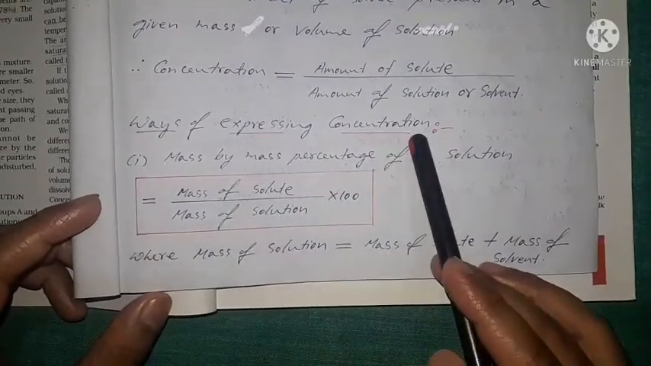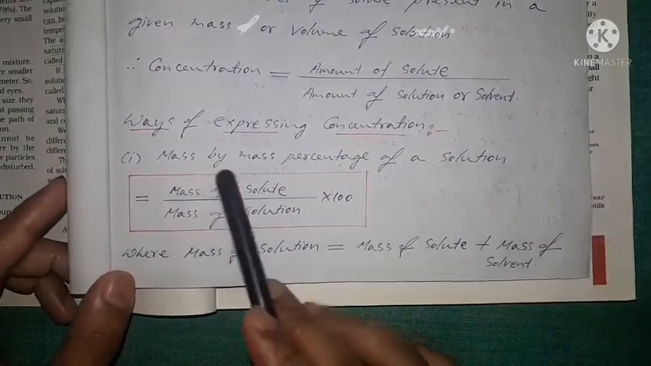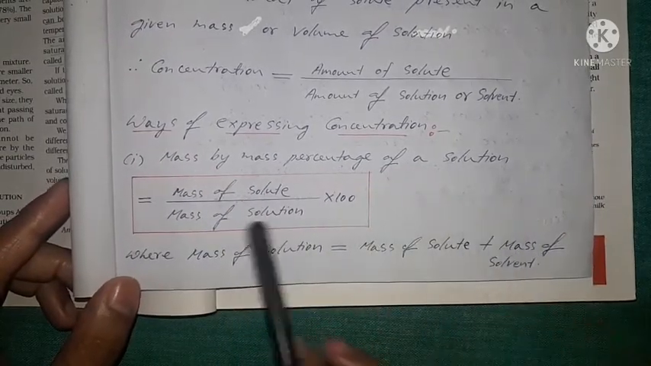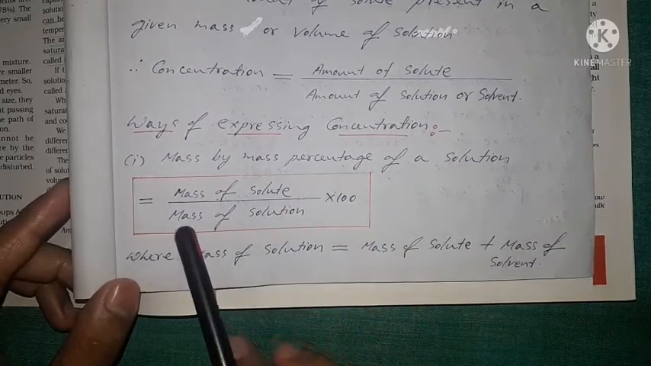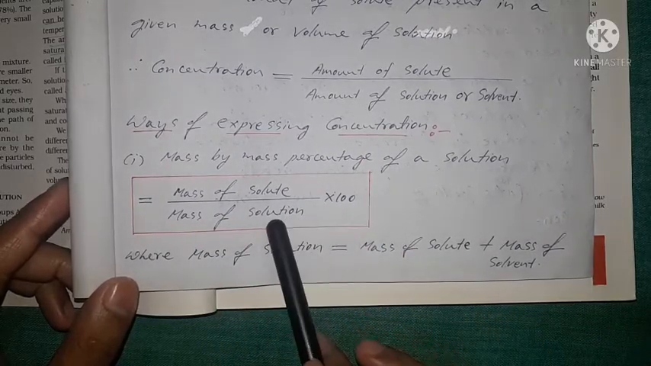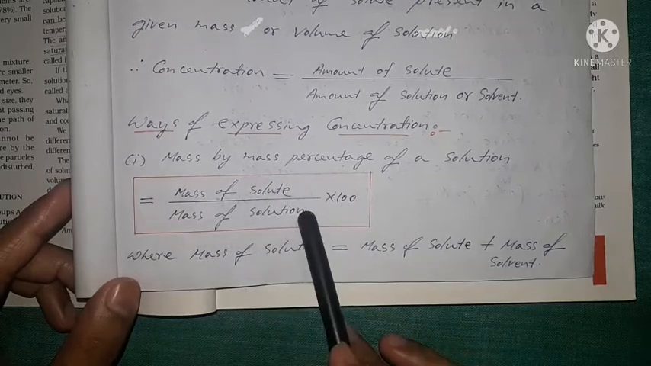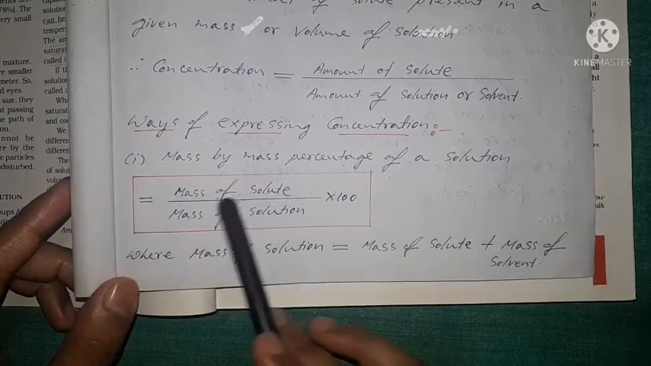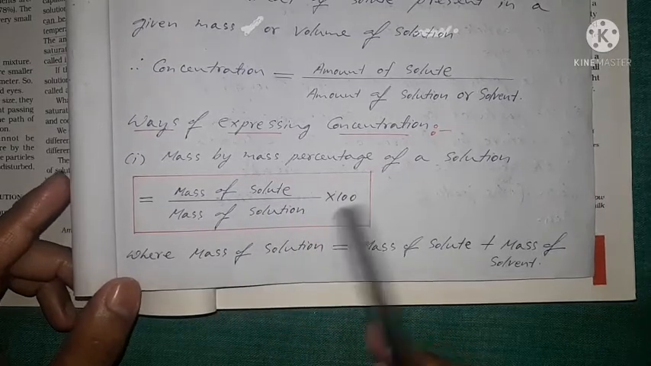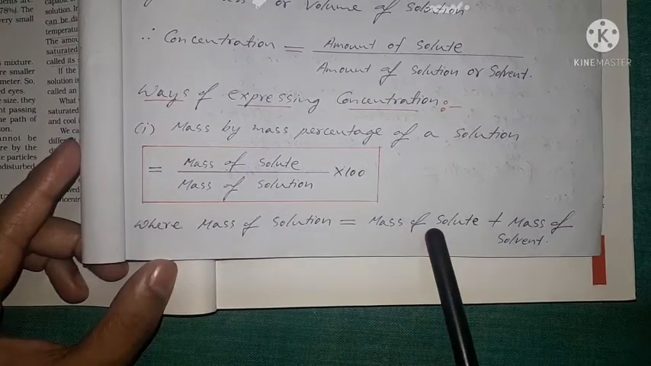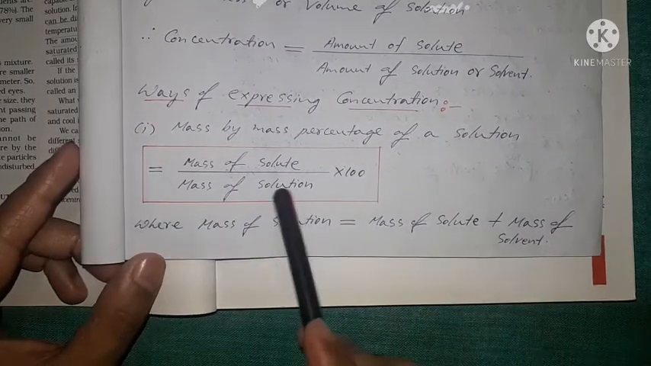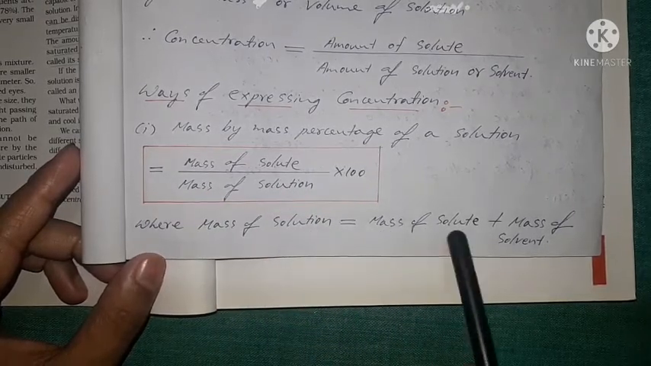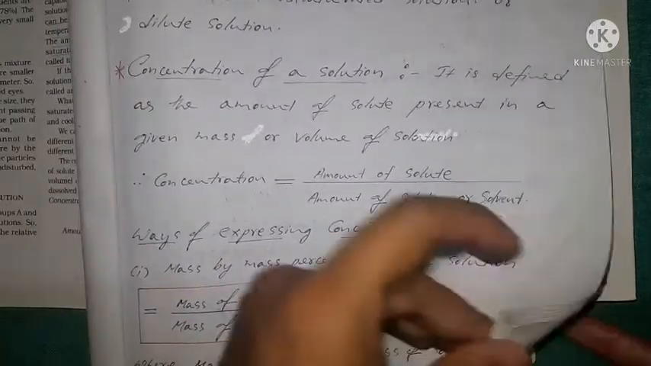Now, ways of expressing concentration. There are two ways of expressing the concentration. The first is mass by mass percentage of a solution. That means the mass of solute divided by the mass of solution, into 100. This is the formula to represent the concentration in mass by mass. Here the mass of solution, the denominator, is equal to the mass of solute plus the mass of solvent.